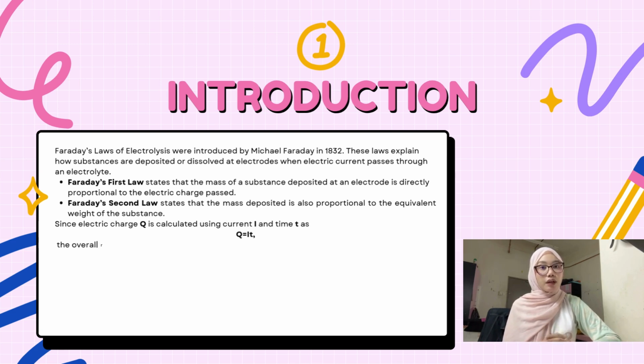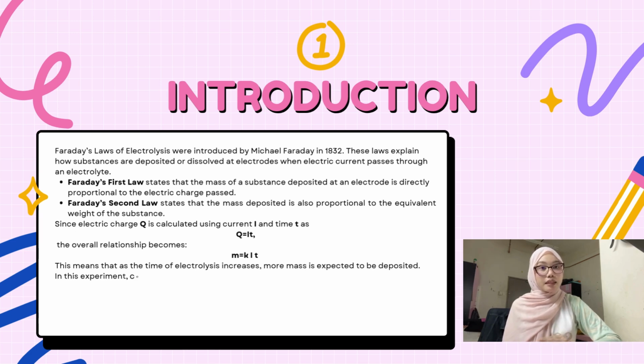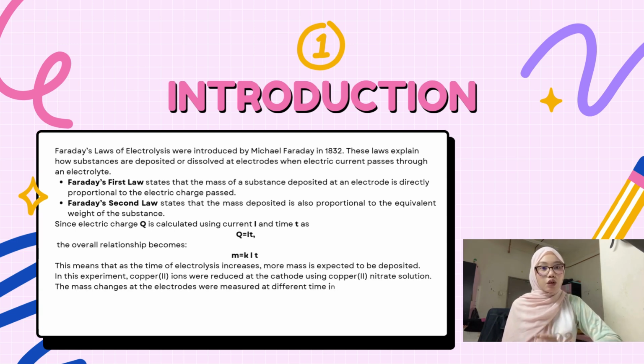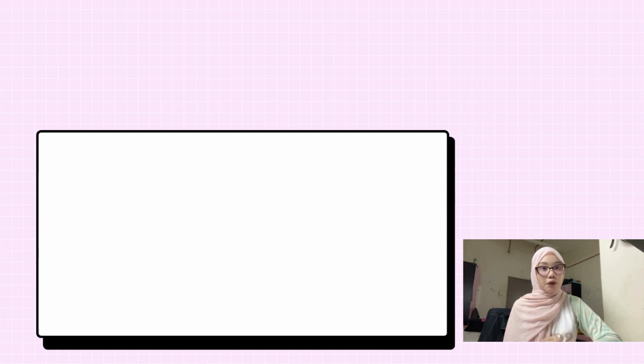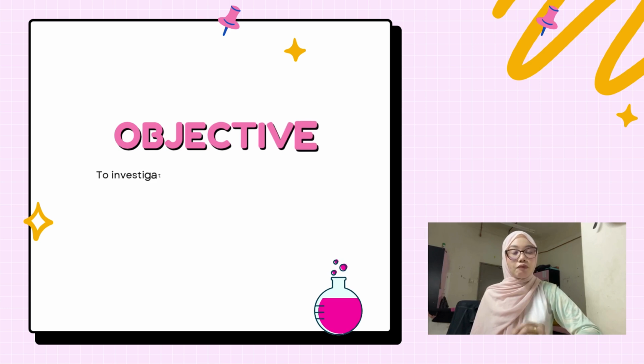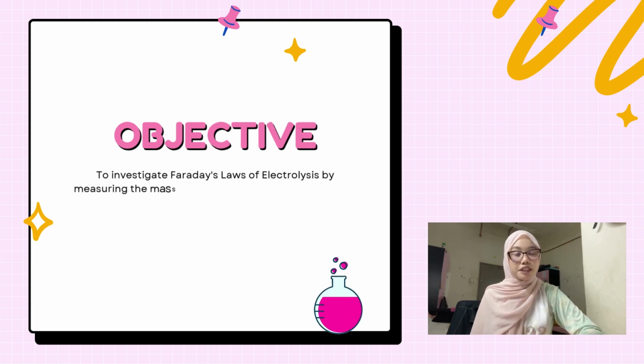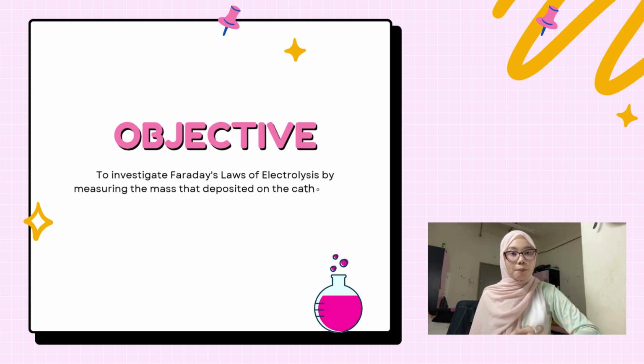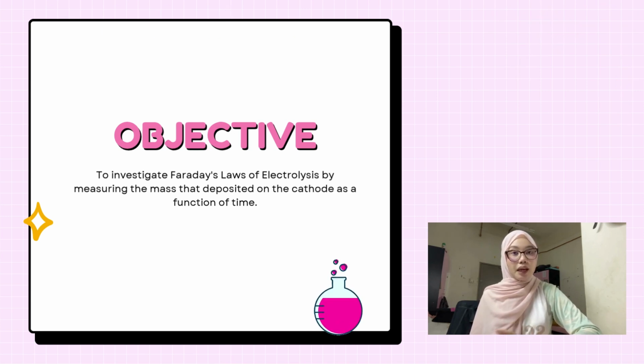Since charge equals current times time, we get the formula m = kIt. In this experiment, copper(II) nitrate was used and the copper ions were reduced at the cathode. The goal was to see how mass changed with time and confirm Faraday's law. So the objective of the experiment was to investigate Faraday's law of electrolysis by measuring the mass of copper deposited on the cathode at different time intervals during electrolysis.